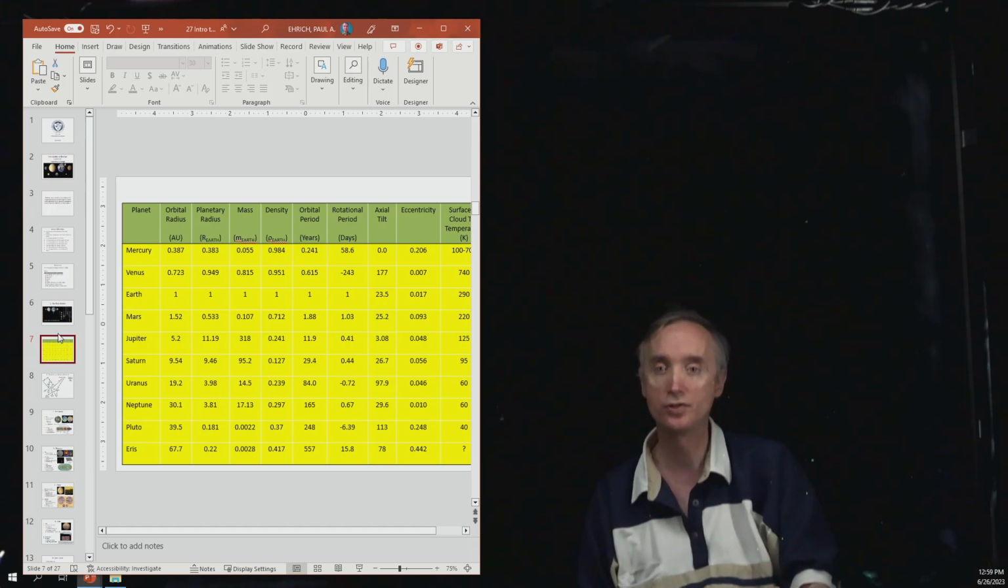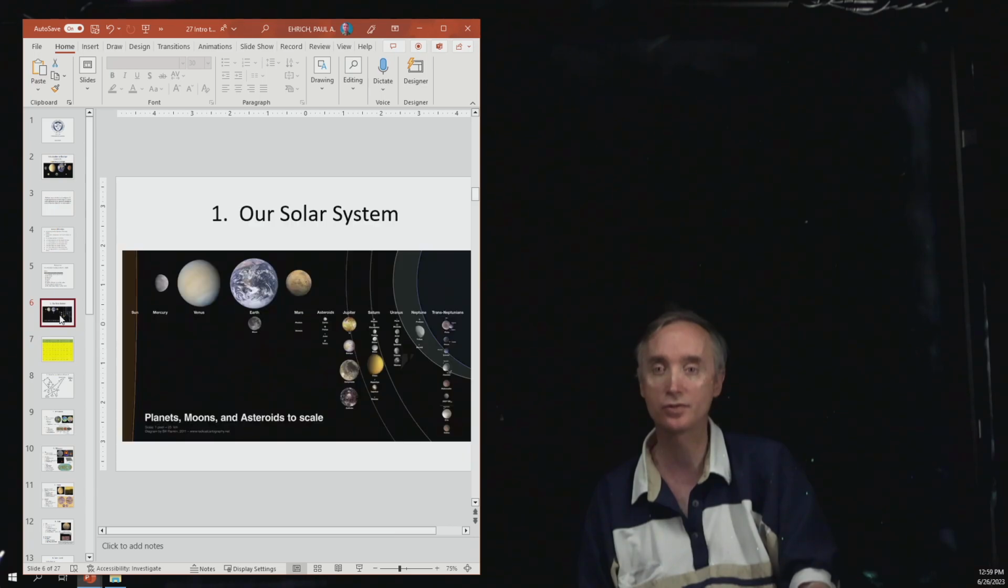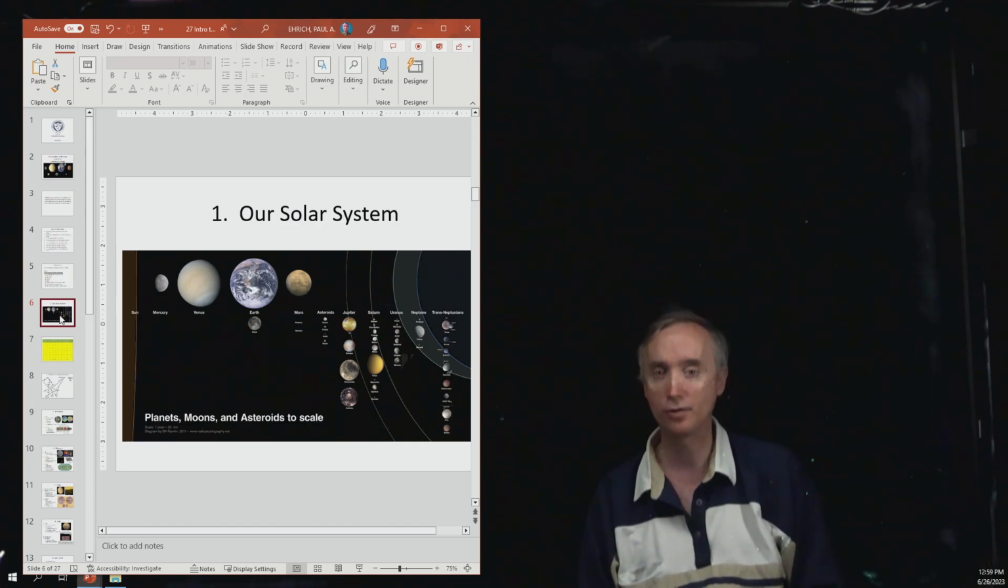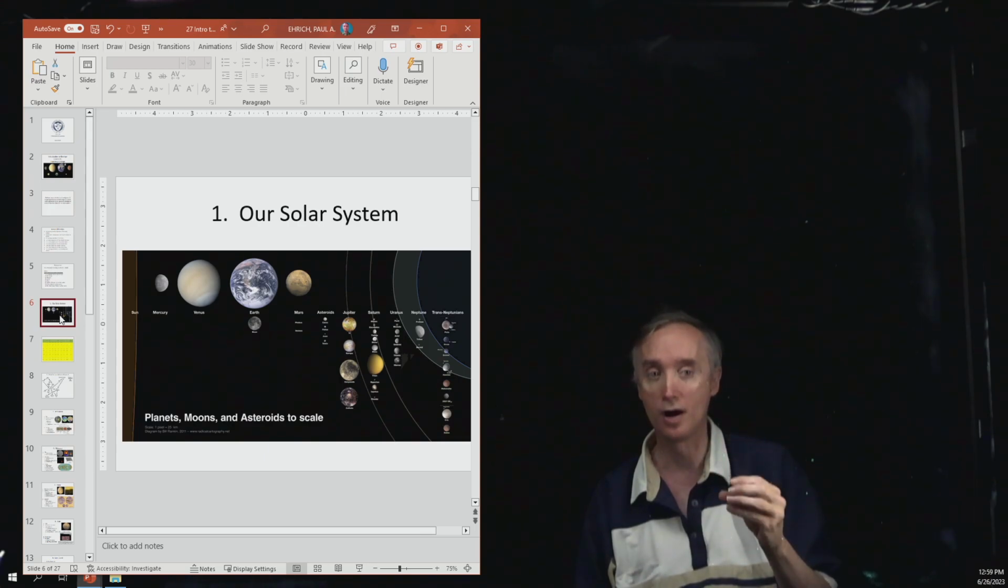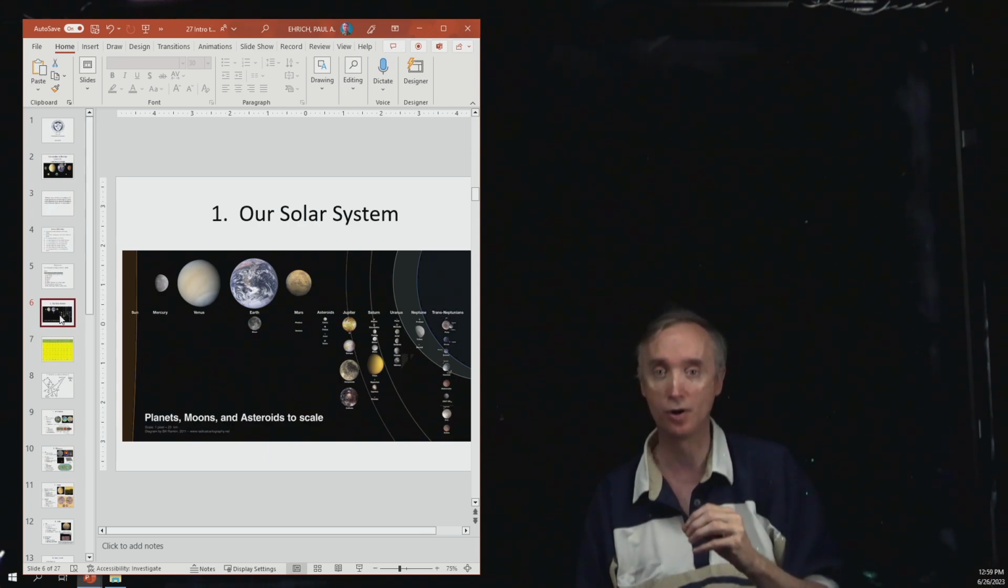But what I do want you to realize is that our solar system can be divided up into three major areas. So the inner part of the solar system is where the terrestrial planets are. And the terrestrial planets are Mercury, and then Venus, Earth, and Mars. They're made of rock. They're relatively small compared to the gas giants.